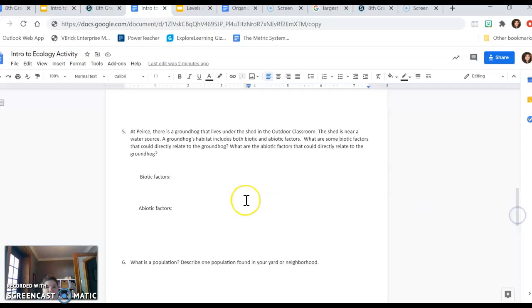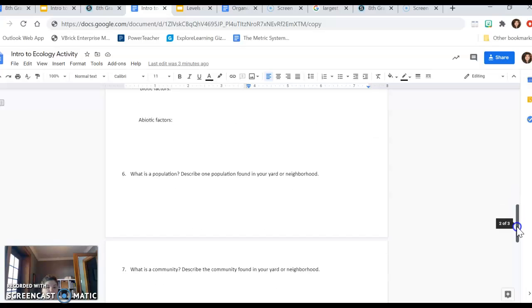So at Pierce, this activity was originally designed by a Pierce teacher, and at Pierce they do have an outdoor classroom where there is a groundhog that lives under the shed. The shed is near a water source. A groundhog's habitat includes both biotic and abiotic factors. What are some biotic factors that could directly relate to the groundhog, and what are some abiotic factors? So again, once you have a better understanding of biotic and abiotic factors, you'll be able to complete this example.